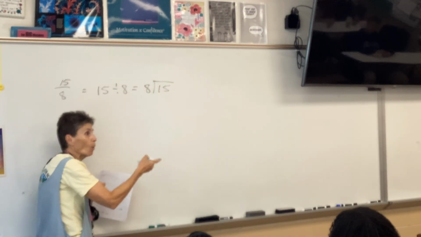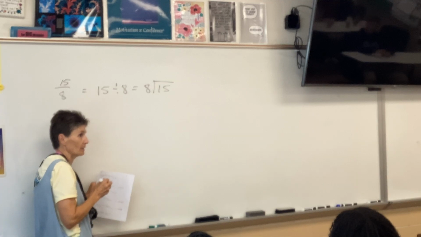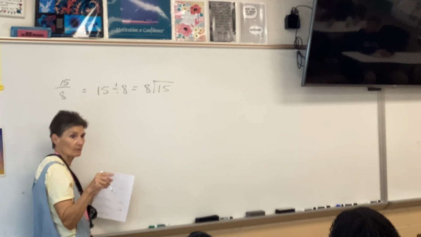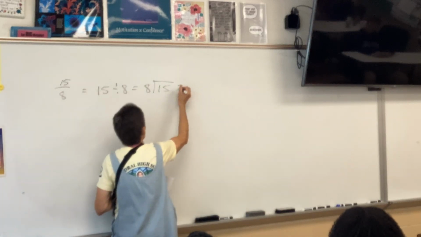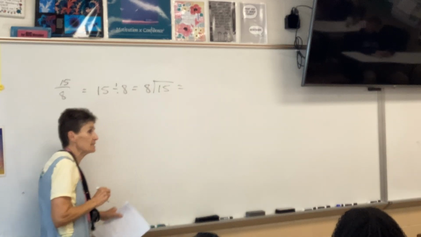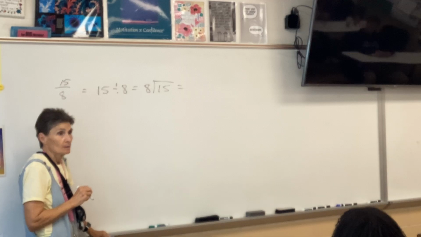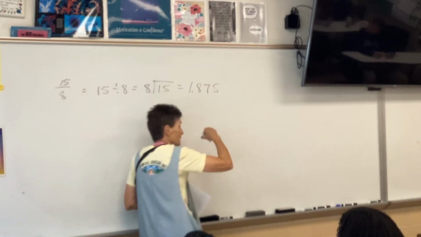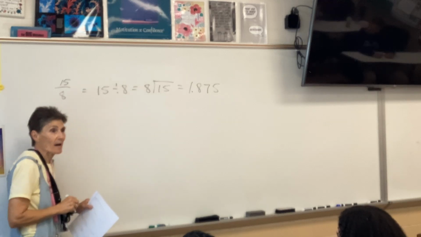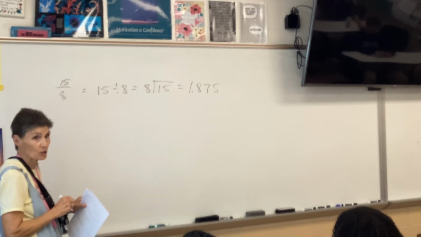But I told you, you always have access to a calculator. If anybody got a calculator out, tell me, what is 15 divided by 8? 1.875. Easy. To convert a fraction to a decimal, it's a division problem.